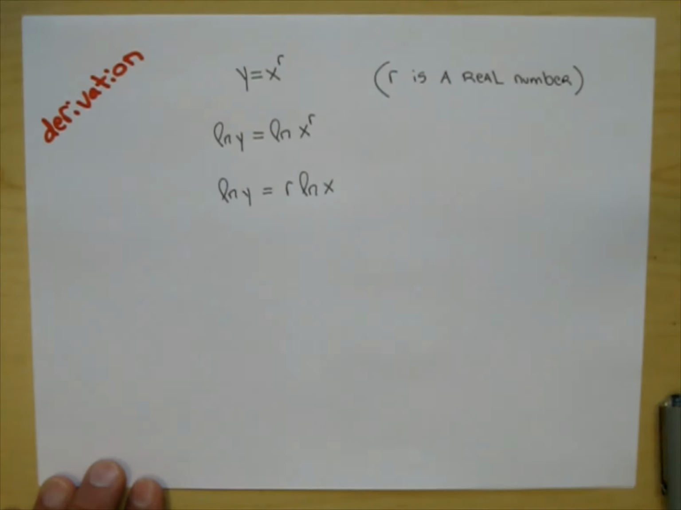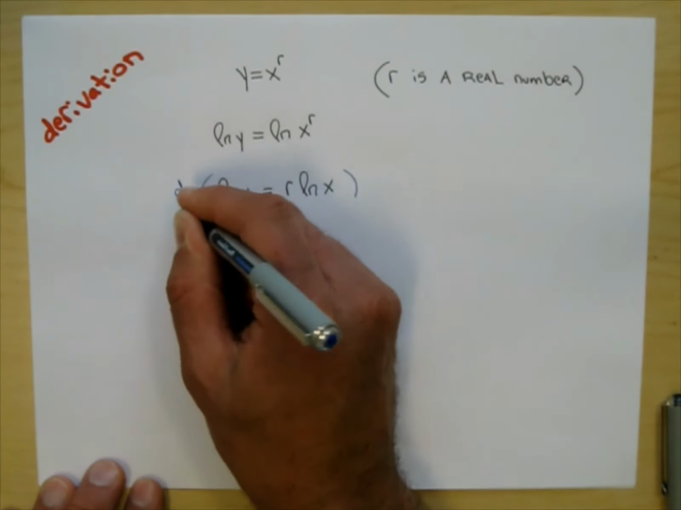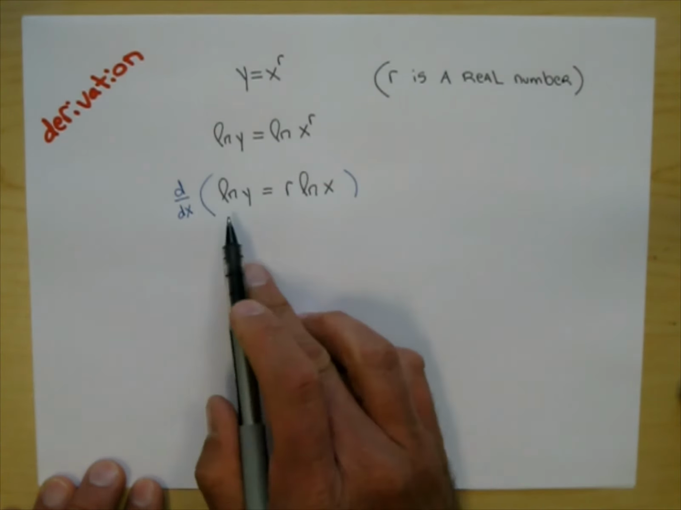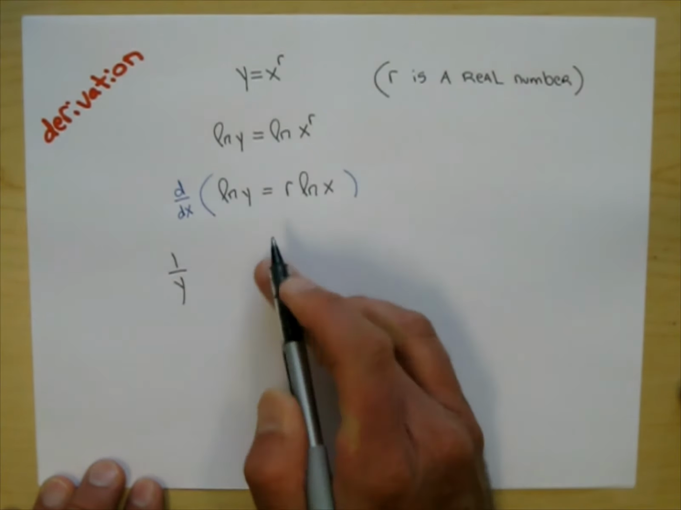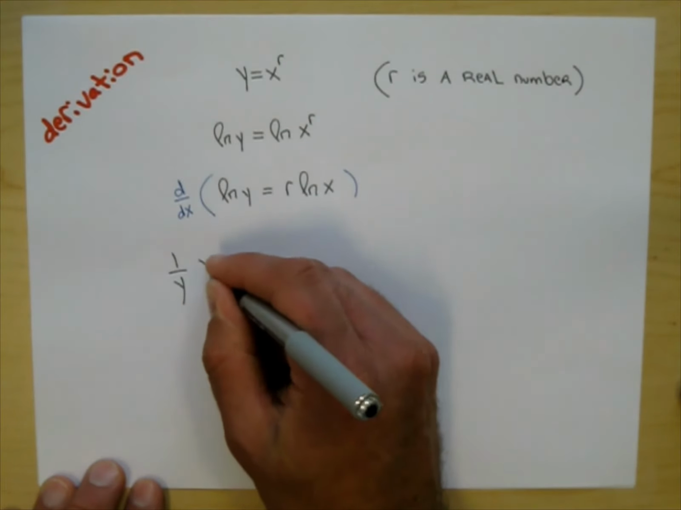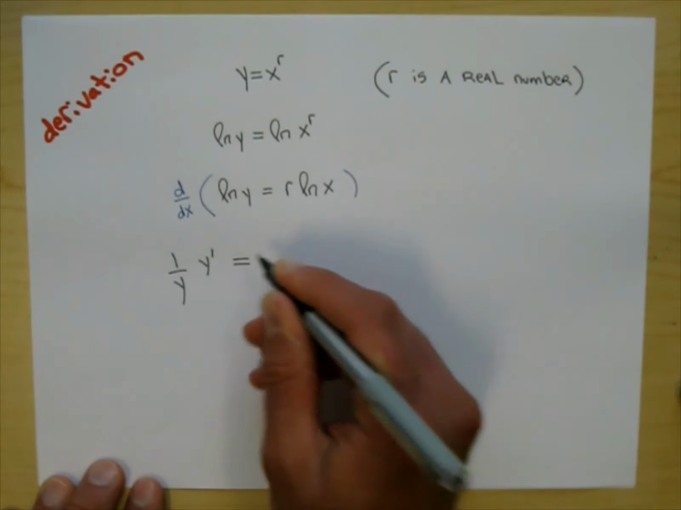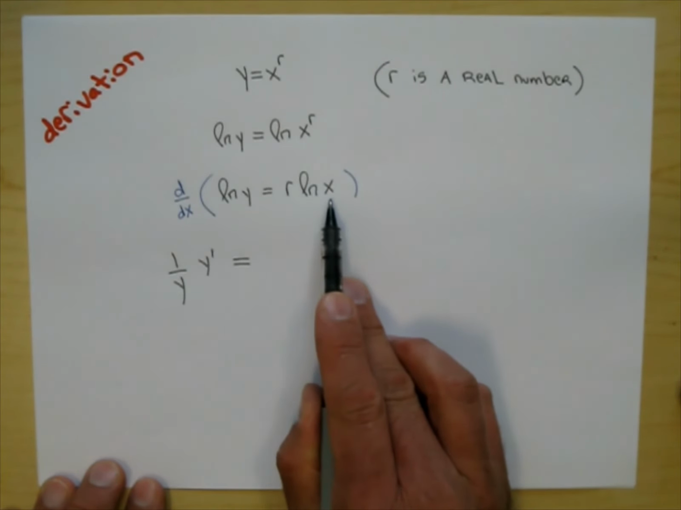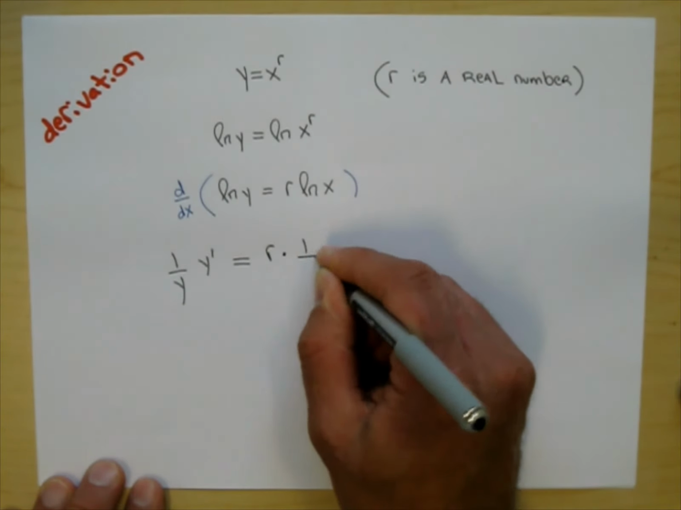Now I'm going to hit both sides with the derivative gun, d/dx. The derivative of ln y, well, ln of something is 1 over the something. And then because we took the derivative with respect to x of a y, we have to put a little marker here, y prime. Meanwhile, on the other side, the derivative of a constant times ln x is going to be the constant times 1 over x.